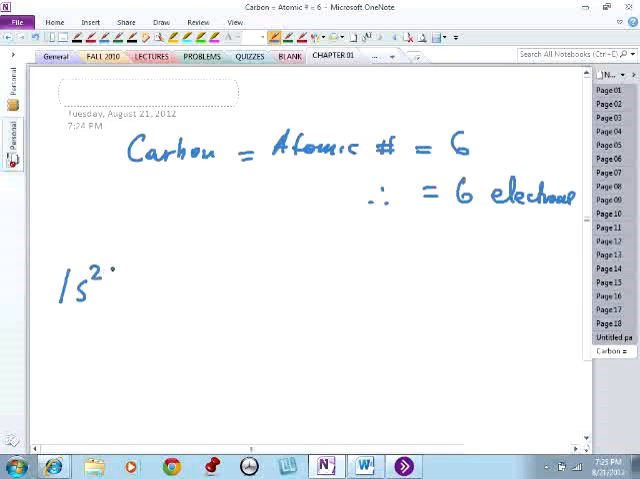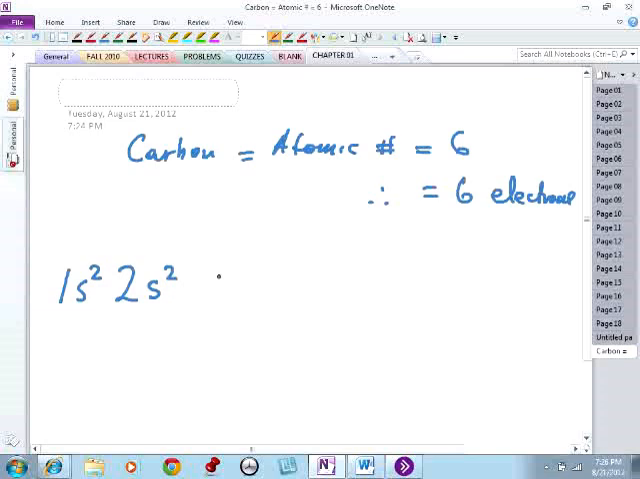Then what is the next orbital we have to deal with in terms of the energy? 2s. Very good. So we now have 2s. How many electrons do we place there? 2. Then what is the next orbital energy level? 2p. Okay. How many p orbitals do we have? 3. Okay. So far, how many electrons have we used? 4. So how many electrons do we have left? 2 more, right?